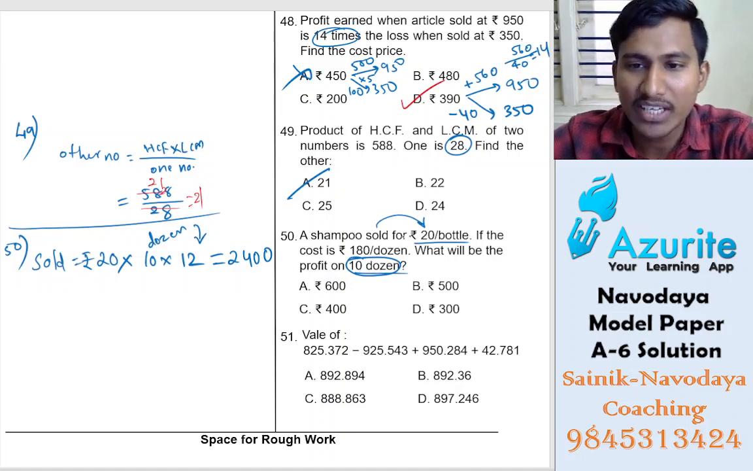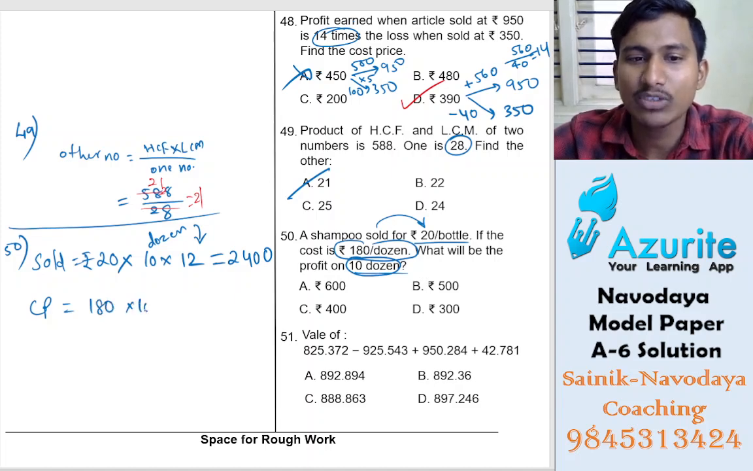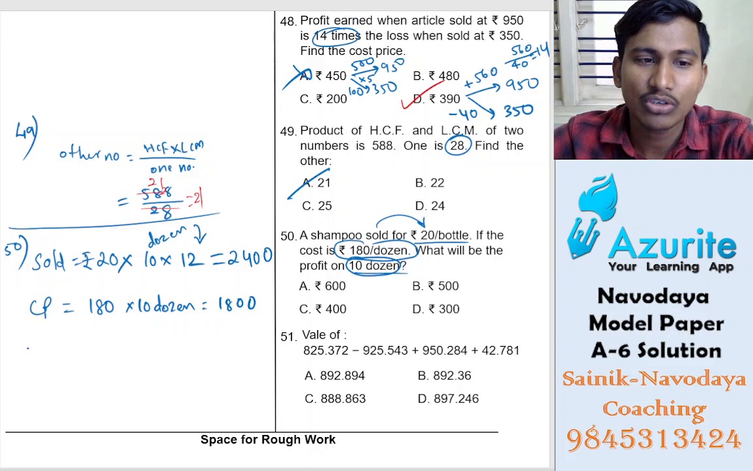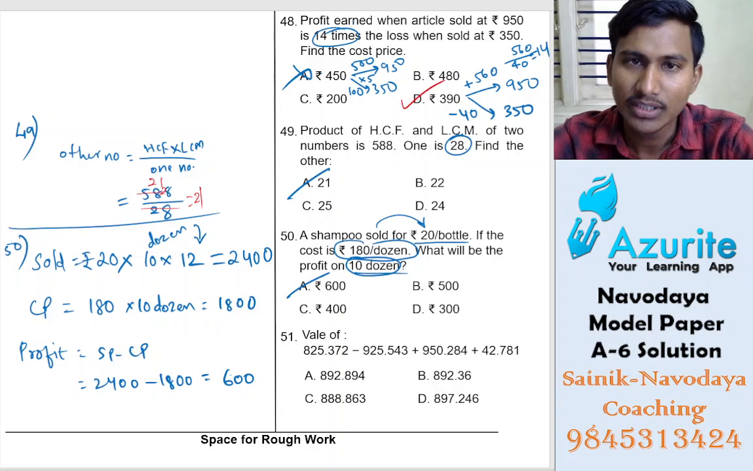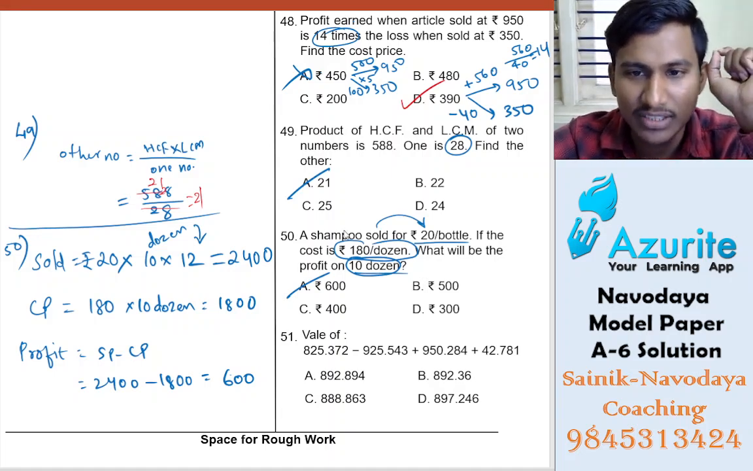Understood? So here the cost price, that is the buy, is 180 rupees. For 10 dozen it will be how much? 1800. Right? So now how do we find the profit? That is selling price minus cost price. So 2400 minus 1800. And how much is the answer? 600. Option is option A here. Understood? So here the per dozen cost is given.